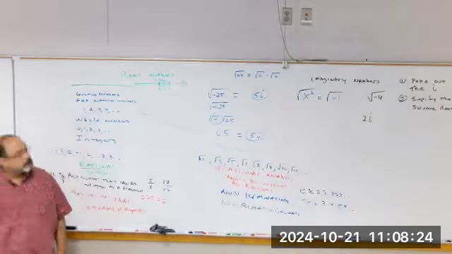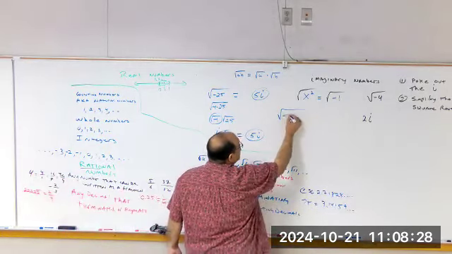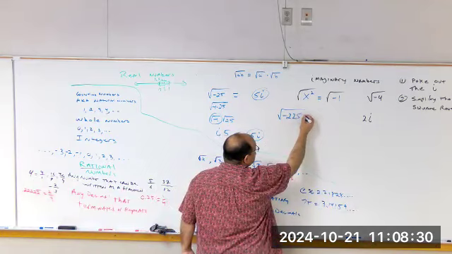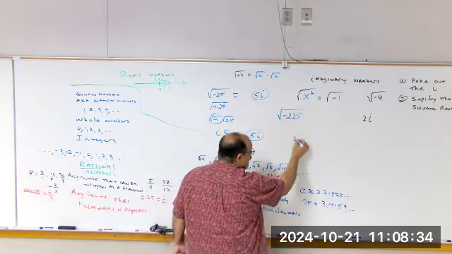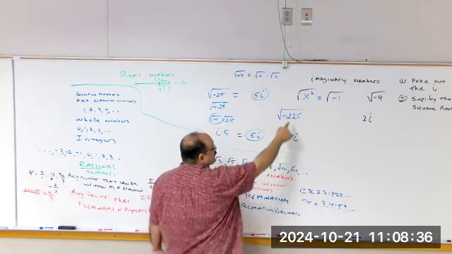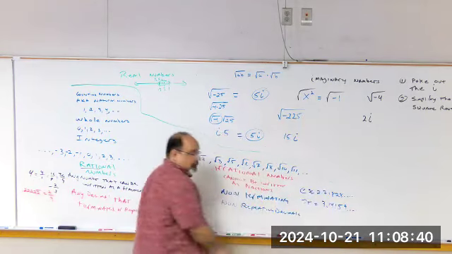Okay. So the square root of negative 225. Well, the square root of the negative is going to be an i, poke it out. What's the square root of 225? 15. So that's 15i.